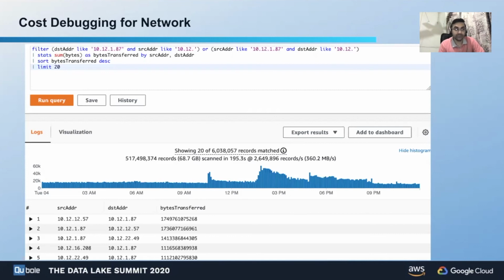destination or which source. So what you're seeing here is the source address, destination address, and how many bytes were transferred. And it's very easy, from the query language that you can see on the top that I have written, to figure out these kinds of details.